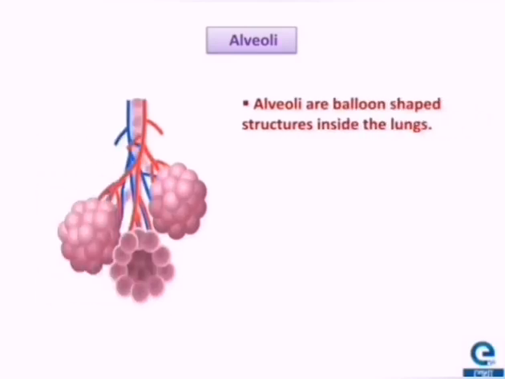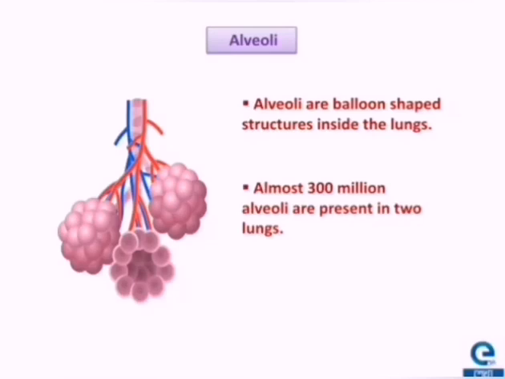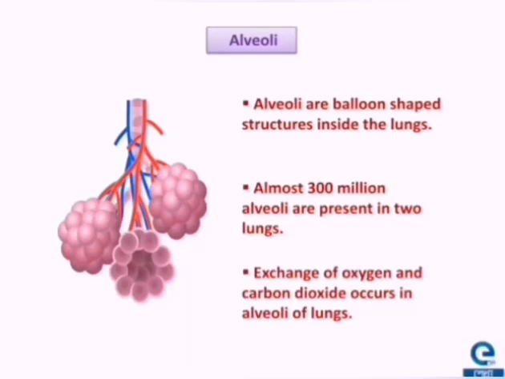Now we will learn about the alveoli. Alveoli are balloon-shaped structures inside the lungs. Almost 300 million alveoli are present in two lungs. Exchange of oxygen and carbon dioxide occurs in the alveoli of the lungs.